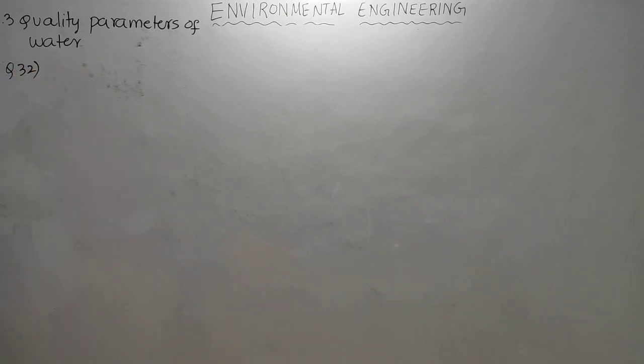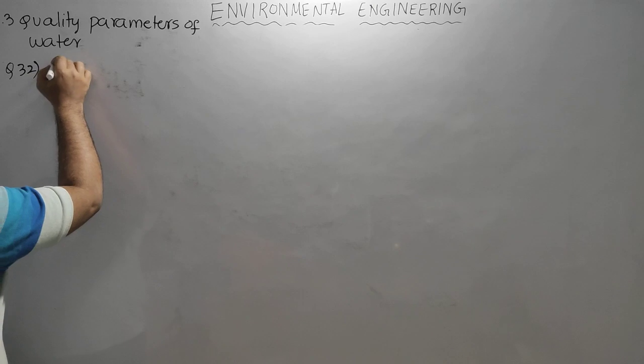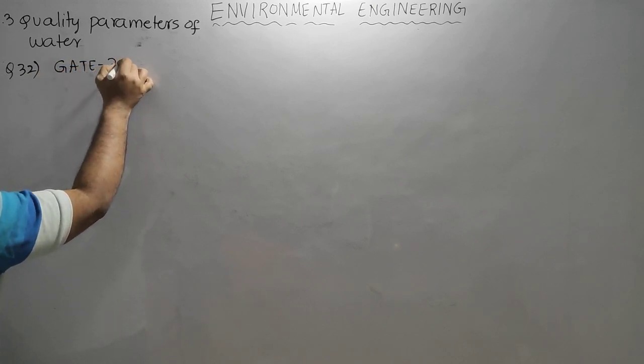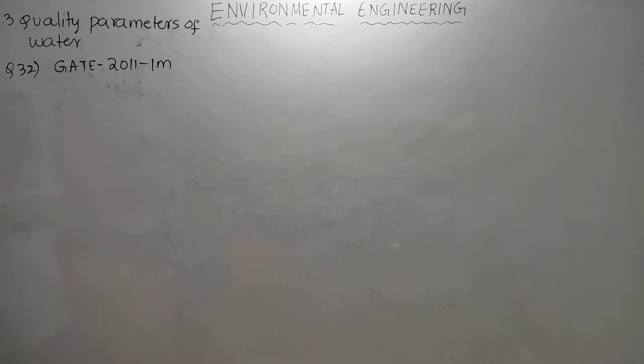Question number 32. It is from chlorination, GATE 2011, 1 mark question. Anaerobically treated effluent has an MPN of total coliform as 10 to the power of 6 per 100 ml. After chlorination, the MPN value declines to 10 to the power of 2 per 100 ml. So the percent removal R and log removal log R of the total coliform is.